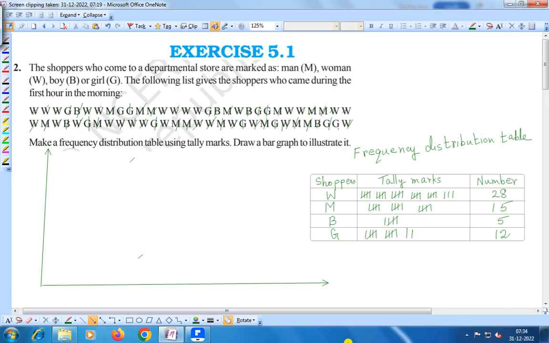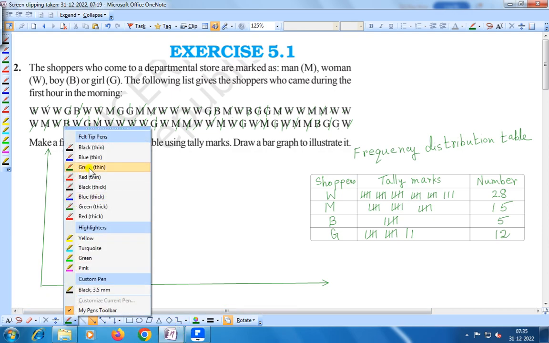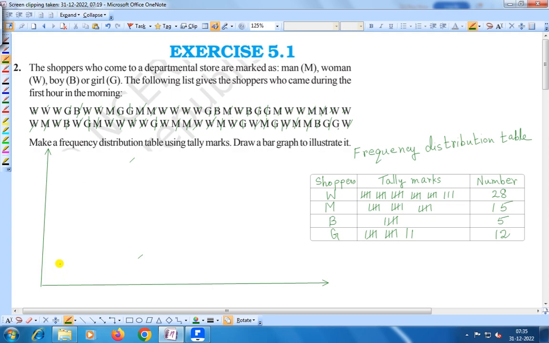Right. Now we will divide this one on the vertical line. Number of shoppers. You can count from 0. That is 5, 10, 15, 20, 25, 30. Right.